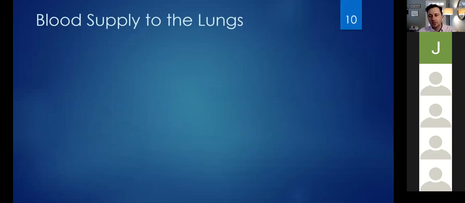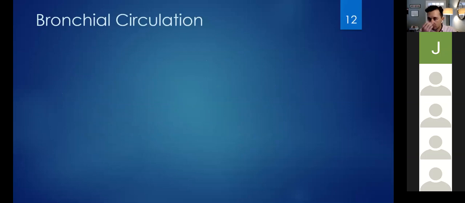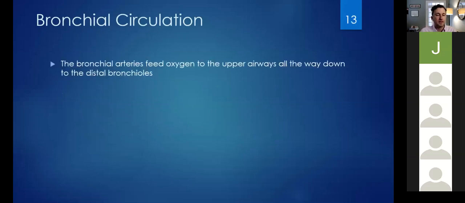All right. So you can't fully understand pulmonary hypertension within the pulmonary vasculature if you don't really understand the pulmonary circulation. So let's take a little bit of time to review the blood supply to the lungs. There are essentially 2 different blood supplies to the lungs: the bronchial circulation and the pulmonary circulation. Your bronchial circulation is the bronchial arteries that feed oxygen to the upper airways all the way down to the distal bronchioles.